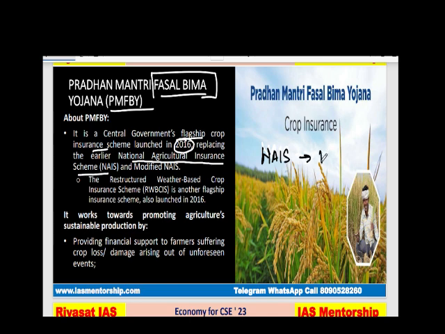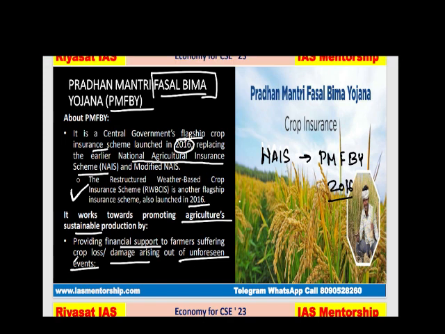NAIS is being replaced by PMFBY. Clear? The Restructured Weather Based Crop Insurance Scheme is another flagship scheme. This is also another insurance scheme, which was also launched in 2016. They are promoting sustainable agricultural production by providing financial support to farmers suffering from crop loss or damage arising out of unforeseen events.